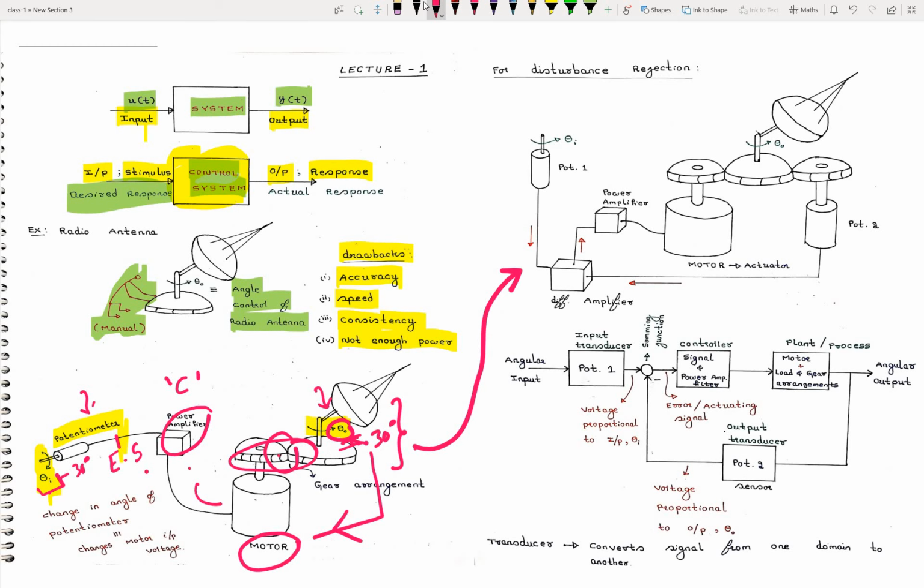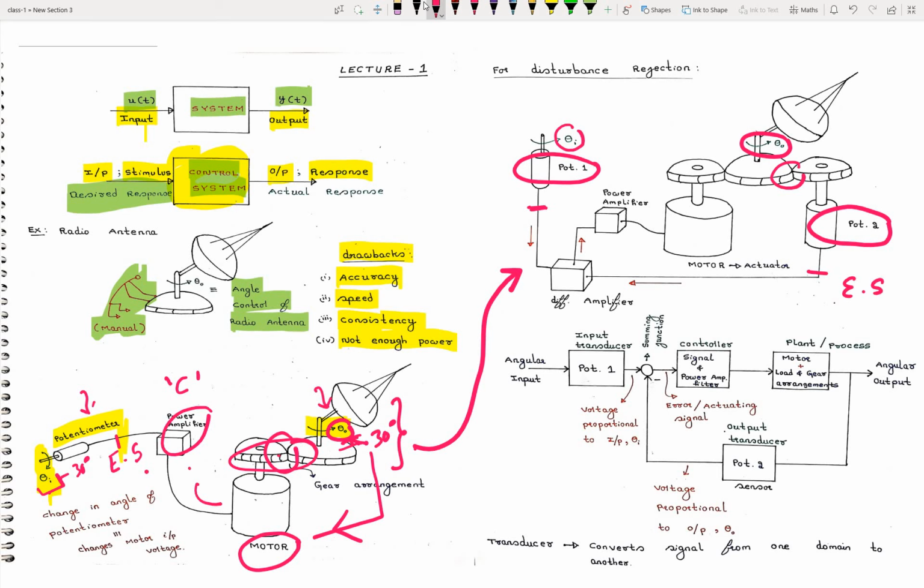In this diagram, this is known as the input transducer. This is the potentiometer, the input transducer that converts theta i into an electrical signal. Here we want to maintain some angle of the radio antenna system. So we will measure the output here using this gear arrangement. Then we use a potentiometer here. This is known as the output transducer, and we get an electrical signal here.